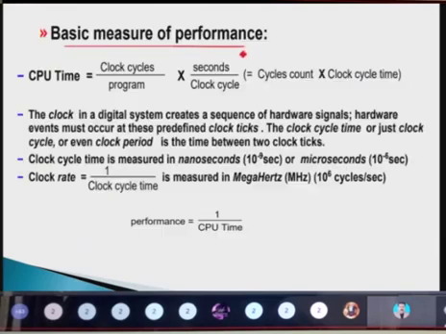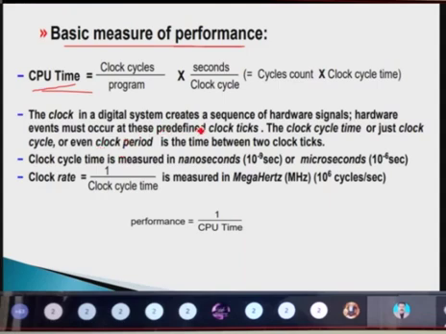So the basic measure of performance: the CPU time equals clock cycles per program into seconds per clock cycle, so cycles count into clock cycle time. So this is about the CPU time. Normally the clock rate is equal to 1 by clock cycle time, which is inversely proportional. So clock rate is nothing but 1 by clock cycle time. So performance is nothing but the inverse of our CPU time.